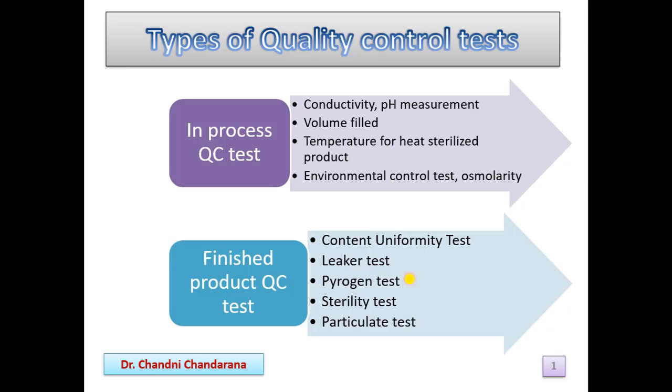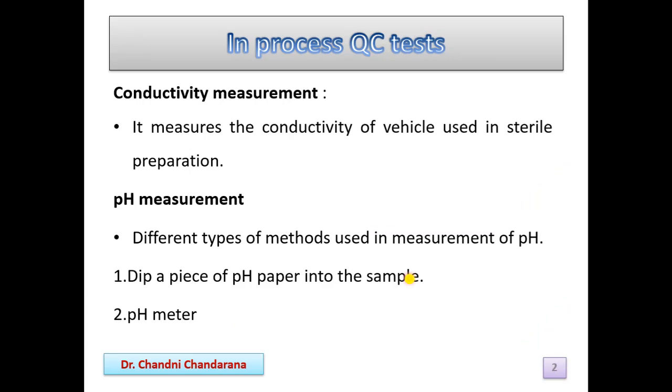Now we will see first the in-process quality control tests. First is the conductivity measurement. Conductivity measurement is done by a conductometer and it measures the conductivity of the vehicle that we have to use to prepare the parenteral preparation, or we can say the sterile preparation.